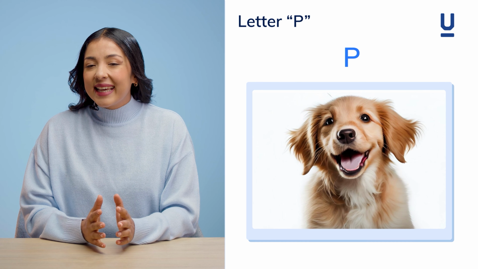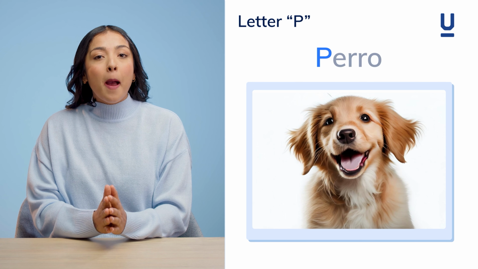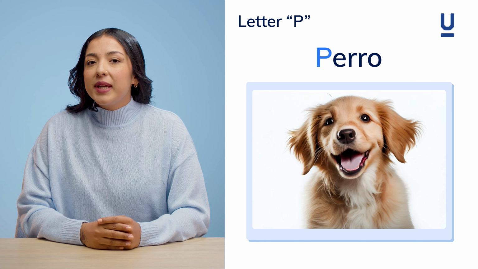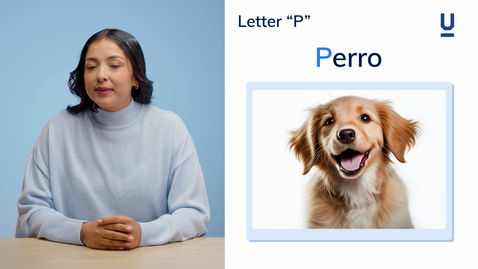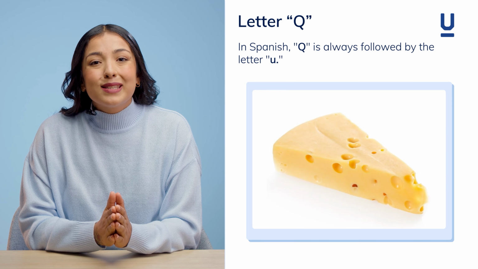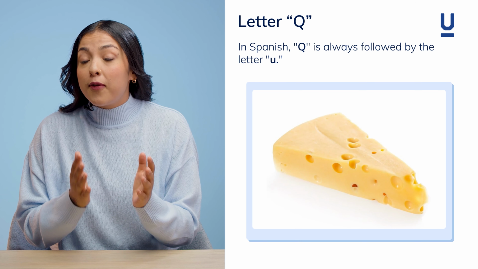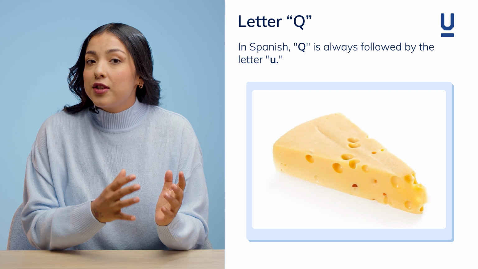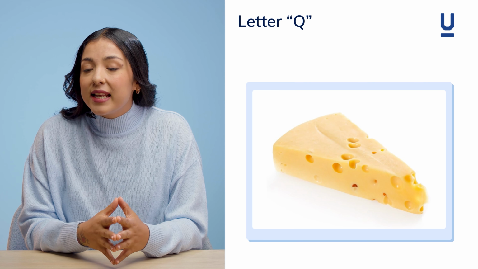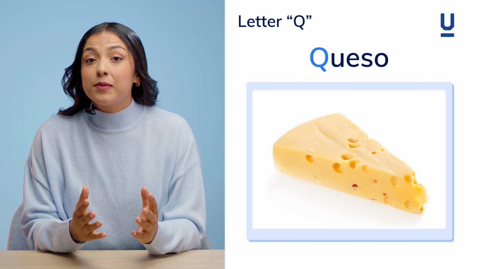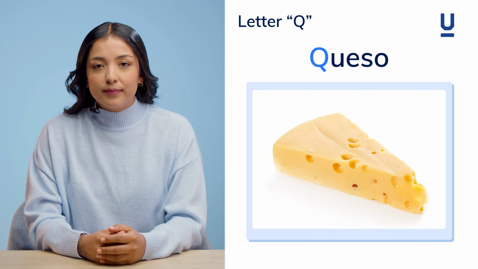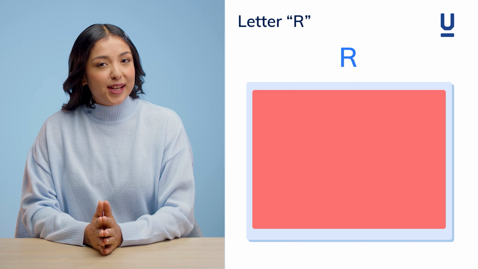P. It sounds like the Spanish word perro, which means dog. Repeat after me. P. We continue with the letter Q. In Spanish, Q is always followed by the letter U, and together they sound like the K. An example is the Spanish word queso, which means cheese. Repeat after me. Q.